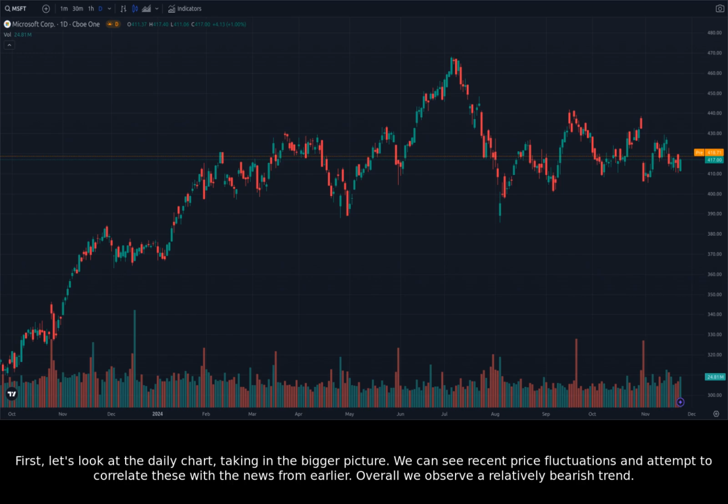First, let's look at the daily chart, taking in the bigger picture. We can see recent price fluctuations and attempt to correlate these with the news from earlier. Overall, we observe a relatively bearish trend.